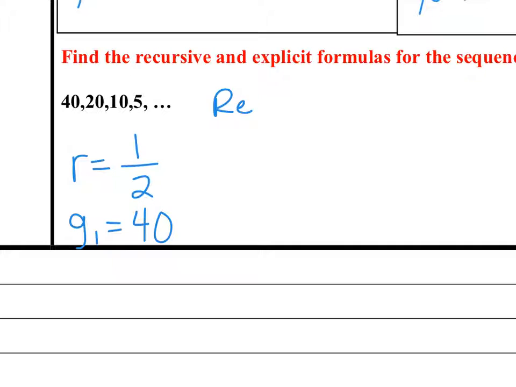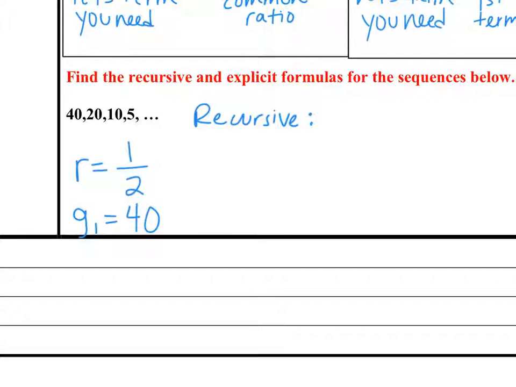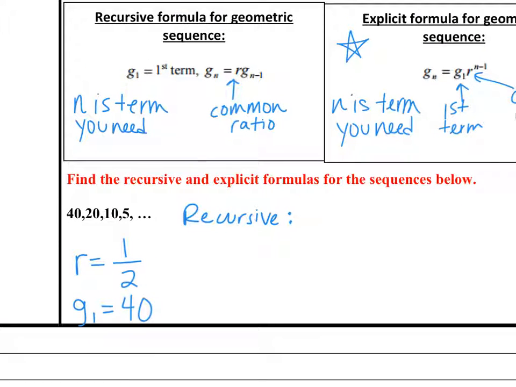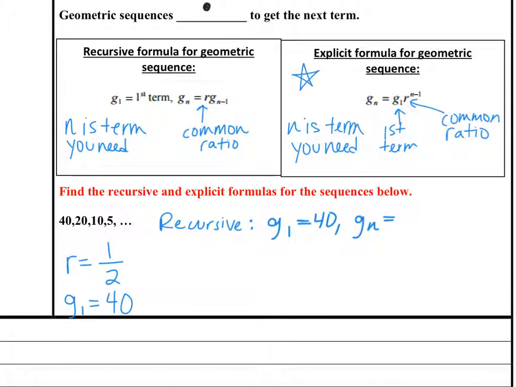Okay, we want recursive and explicit. Recursive. If I could get rid of recursive, I would, but I can't because it's on the EOC. So recursive, we can use that formula right above. G1 equals what? 40. Okay, next, tell us Gn. Do we know what term we're solving for right now? No, I didn't ask for anything. Gn equals 1/2, because that's my common ratio, times G n minus 1. Again, do we know what we're solving for? No. So that's it.